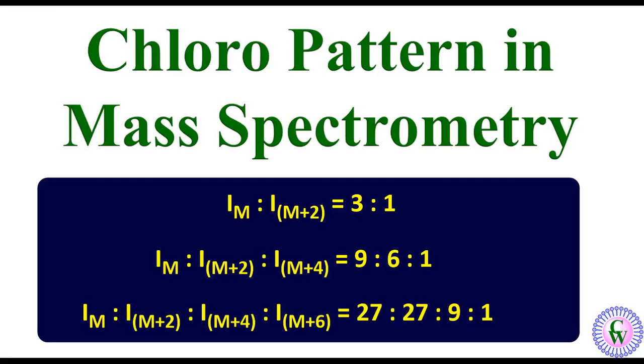In this video we are going to discuss the chlorine pattern in mass spectrometry. When a molecule has one or more chlorine atoms in it, the mass spectrum of the molecule displays a specific pattern of M, M plus 2, M plus 4, M plus 6, etc., based on which we can easily find the number of chlorine atoms in the molecule.